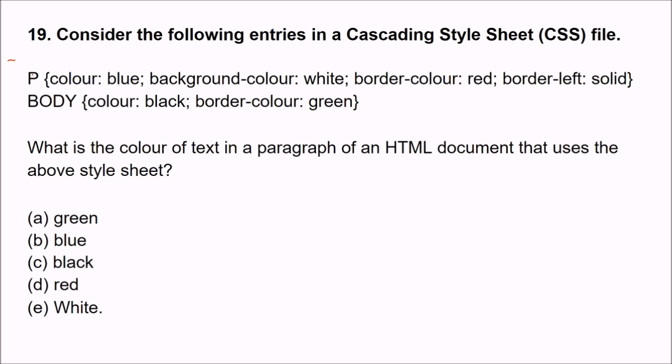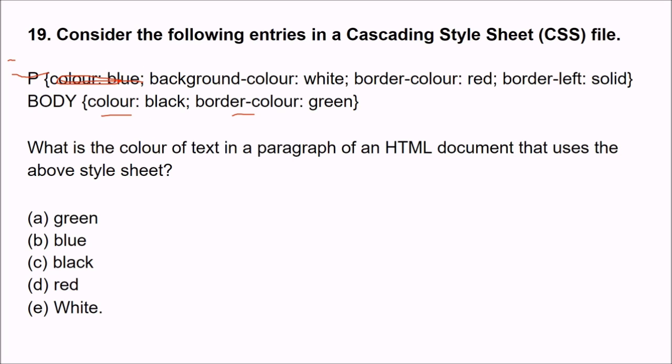19. Consider the following entries in a CSS, cascading style sheet file. We have color as blue, background color white, border color red, border left solid; body is color black, border color is green. So what is the color of text in a paragraph of an HTML document that uses the above style sheet? So this is the paragraph. What is the color? We'll see what would be the answer.